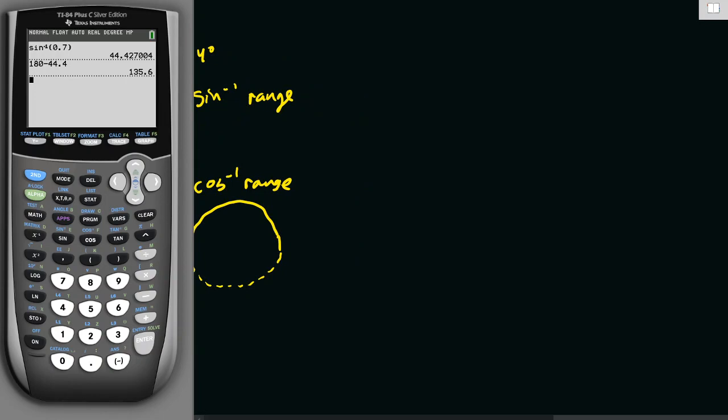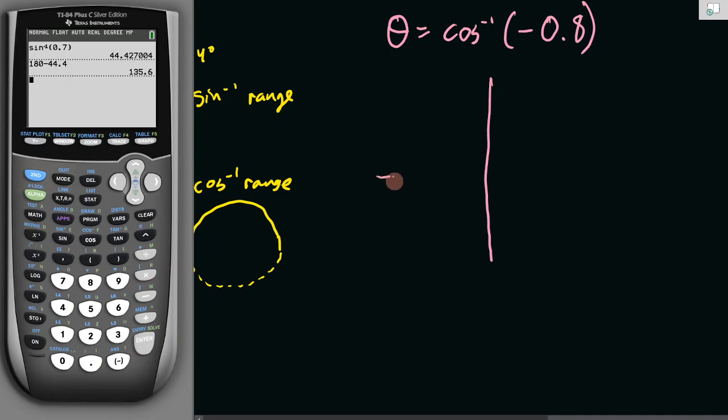Okay, what if I give you something that's negative though? What if I say that I want theta equals cos inverse of negative 0.8? Okay, this is going to be a bit of a problem for us, and we'll see why in a sec. It's not too bad, it's not too hard to manage, but you need to be careful with this. So negative 0.8 is over here, let's say. So that's going to be wide.